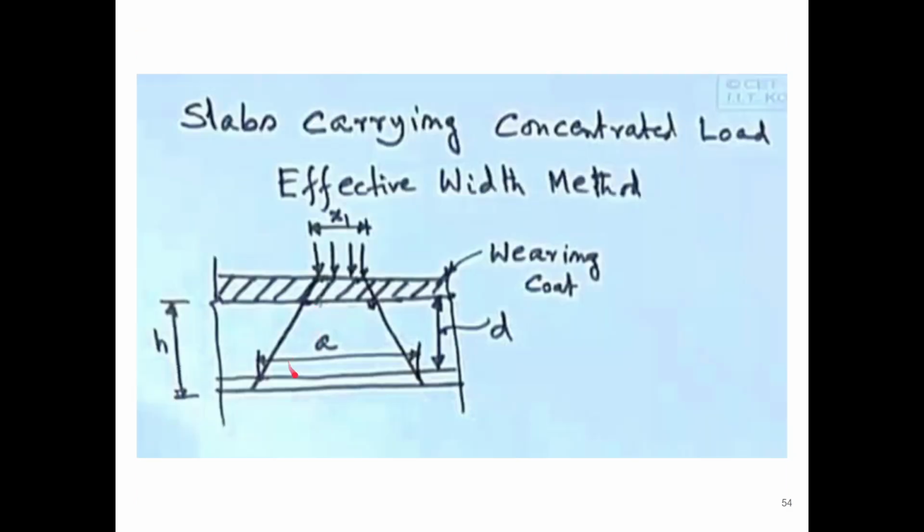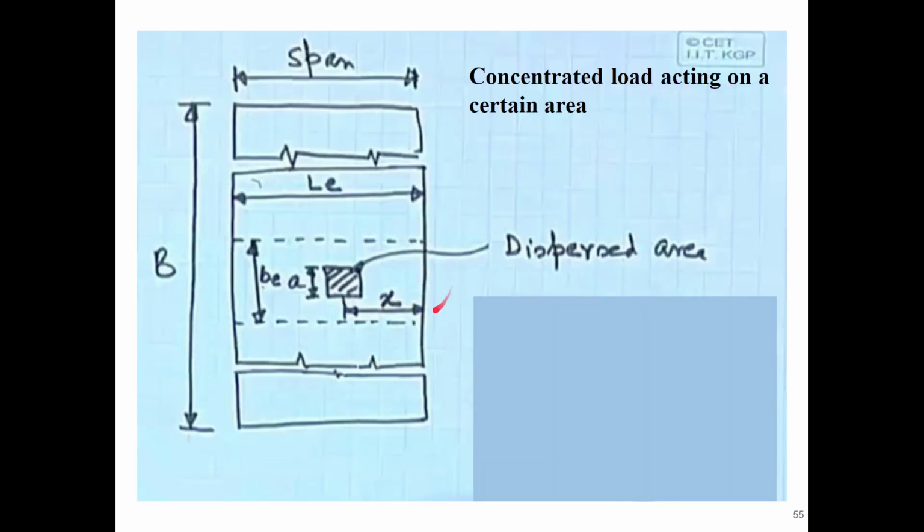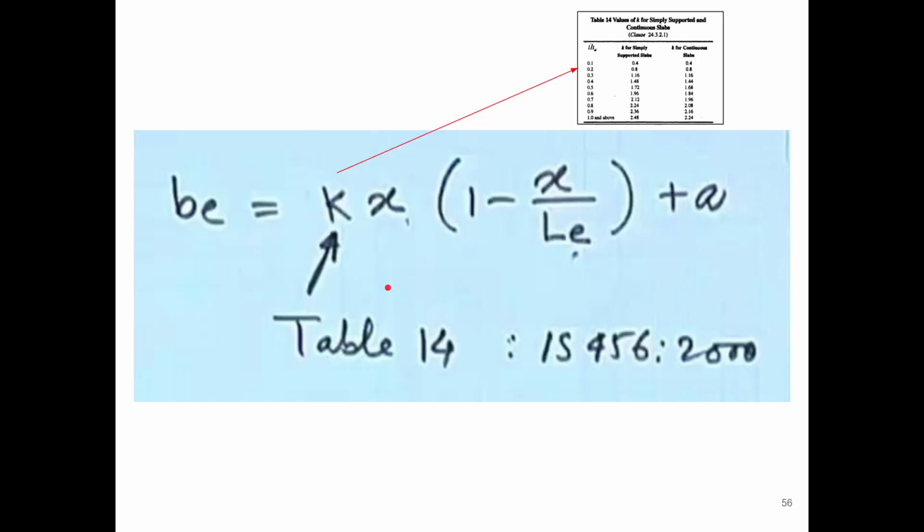So basically this a, I think it has been shown wrongly. This a should be here, the point of contact, the dispersed area. It will propagate here, and up till here it will reach the effective width. So the actual width it is acting on, and the effective width. That value will be kx into 1 minus x by le plus a. This k value will be obtained from here, and x is the distance from the side, le is the effective length, and a is the dimension of the dispersed area. This formula is also given in the code, table 14, IS 456 2000.